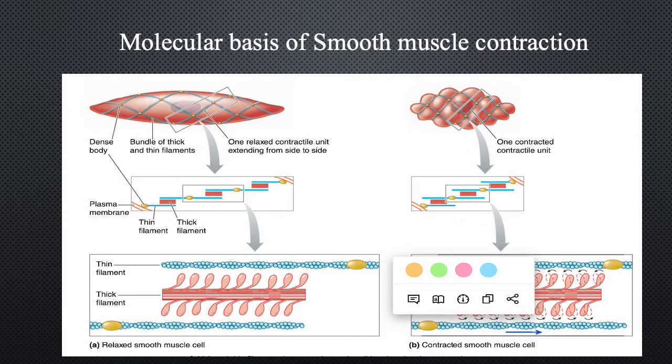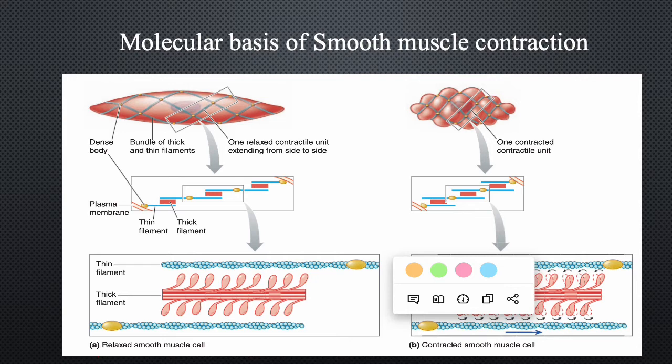Molecular basis of smooth muscle contraction. Smooth muscle cells are spindle-shaped, tapered at both ends, have a single nucleus, and are considerably smaller, 2 to 9 micrometers in diameter and about 50 to 400 micrometers long. Also, unlike skeletal muscle cells, a single smooth muscle cell doesn't extend the full length of the muscle. Instead, groups of smooth muscle cells are typically arranged in sheets.